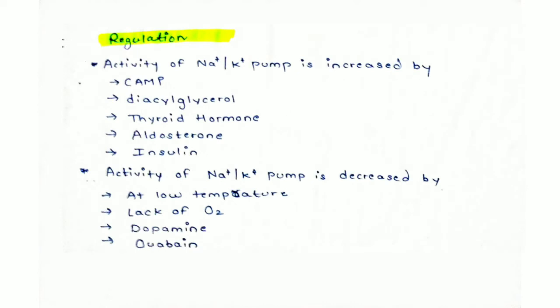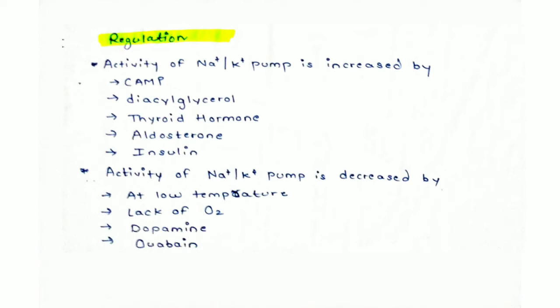So the next is regulation of the pump. In the regulation, we will talk about how the activities of the sodium potassium pump are increased by some hormones or how they are decreased by an inhibitor. So the activities of the sodium potassium pump are increased by cyclic AMP, or you can say cAMP, in the renal cortical collecting tubules of mammals. Second, diacylglycerol, thyroid hormone, aldosterone and insulin increase the activities of the sodium potassium pump, while the activities are decreased by low temperature, lack of oxygen, dopamine and ouabain, which is an inhibitor.